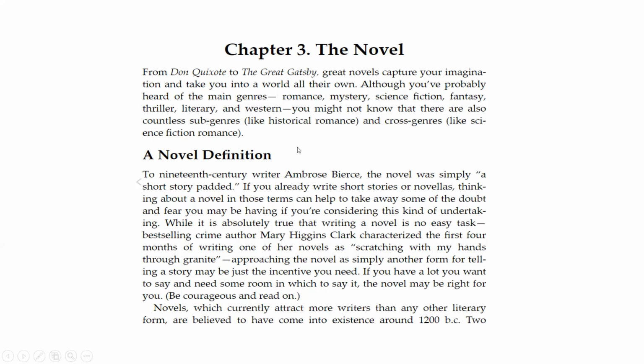A novel definition. To 19th century writer Ambrose Bierce, the novel was simply a short story padded. So padded means you add extra things to it. So basically it's a short story with a couple of things added. If you already write short stories or novellas, thinking about a novel in those terms can help to take away some of the doubt and fear you may be having if you are considering this kind of undertaking. This is fancy English that just means if you're considering writing a novel, when they say this kind of undertaking.